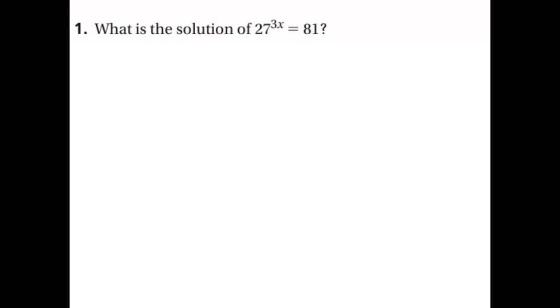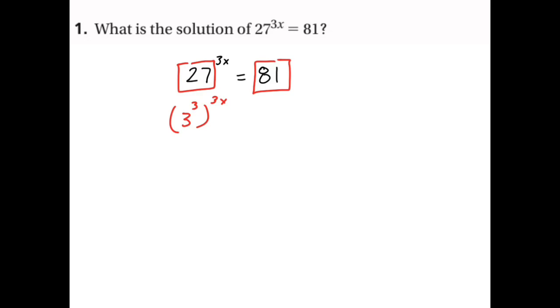Here we're going to do the same thing. So we've got 27 to the 3x power equals 81. Let's see if we can write these so that they're dealing with the same base. Well, 27 would be 3 to the 3rd power, and then 81, well, that would be 3 to the 4th power.